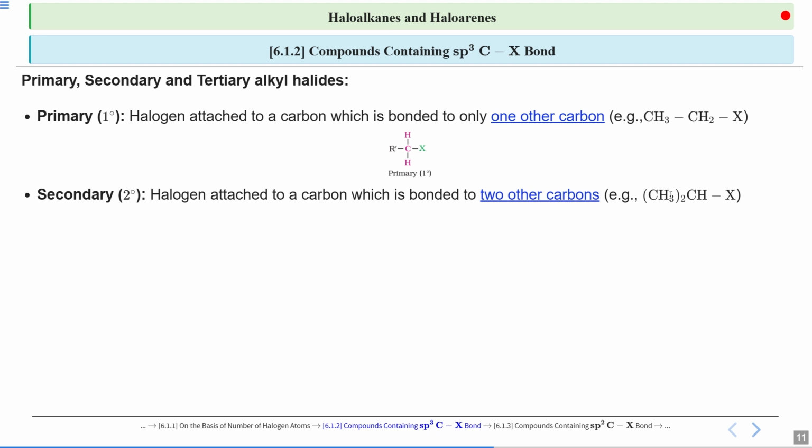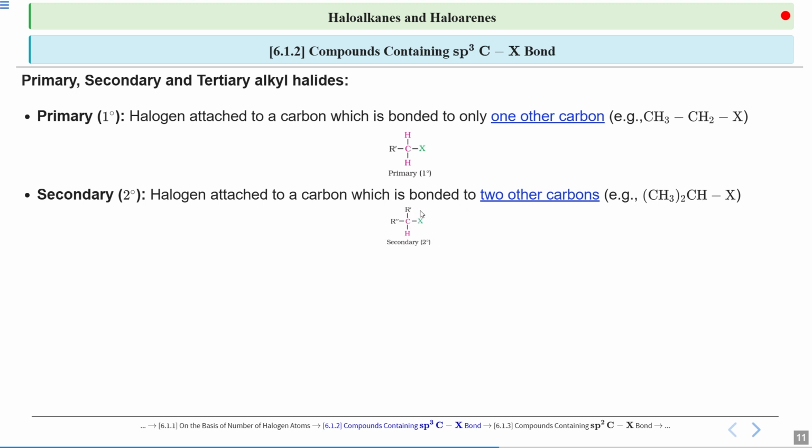For example, (CH3)2CHX. What it is saying is that this halogen X is bonding with this carbon and this carbon is bonding with 2 methyl groups. That's why we are writing (CH3)2. That means a carbon-carbon bond will be there between the methyl group and this carbon, right? So the halogen is bonded with the carbon which is bonding with 2 carbon atoms. So this is considered a secondary or 2 degree alkyl halide.